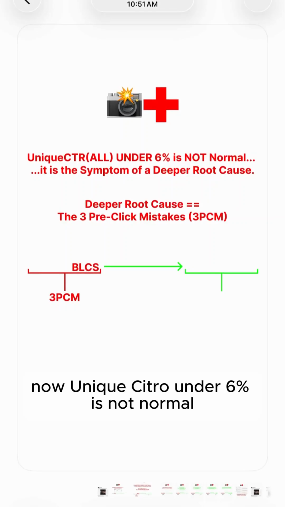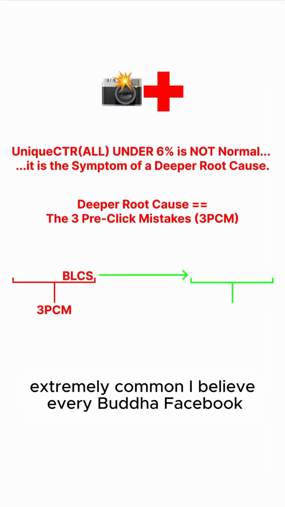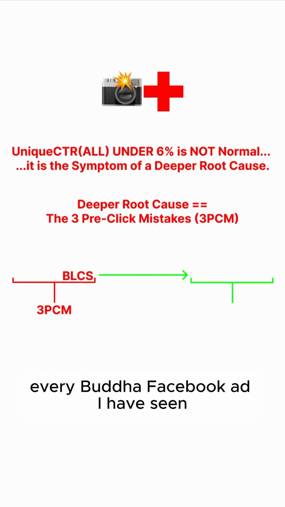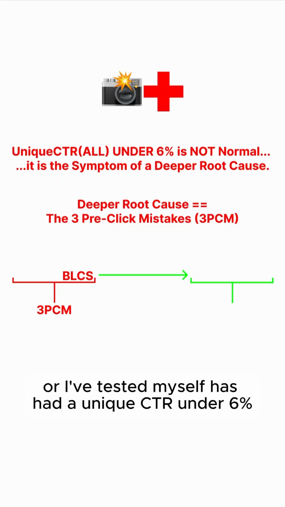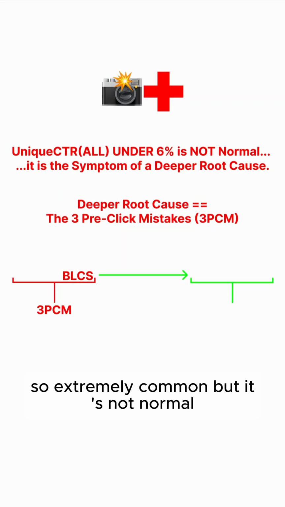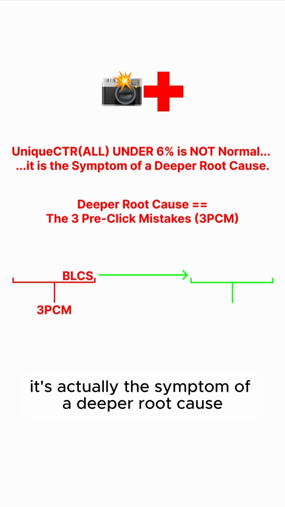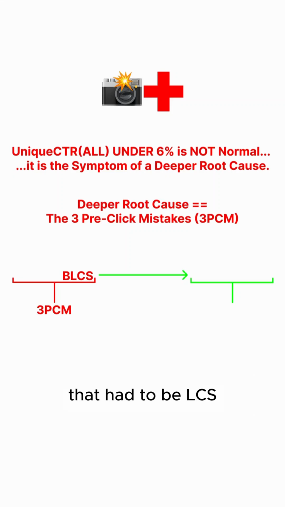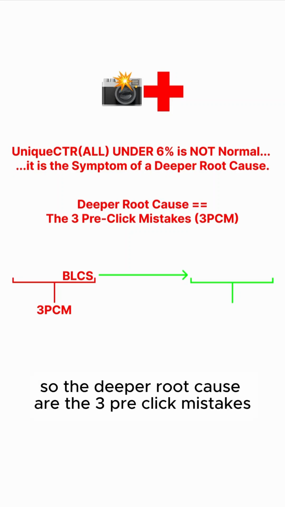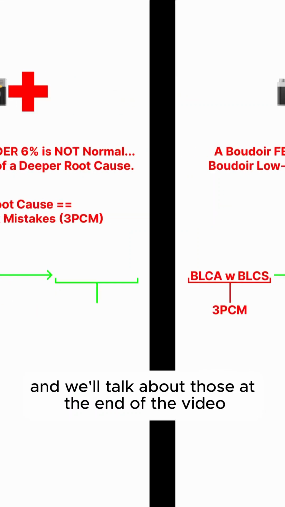Now, unique CTR under 6% is not normal. Extremely common, I believe, every Boudoir Facebook ad I have seen that I've been able to see the back end to, or I've tested myself, has had a unique CTR under 6%. So extremely common, but it's not normal. It's actually the symptom of a deeper root cause. 100% that I've seen that I did not create had BLCS. So the deeper root cause are the 3 pre-click mistakes, and we'll talk about those at the end of the video.